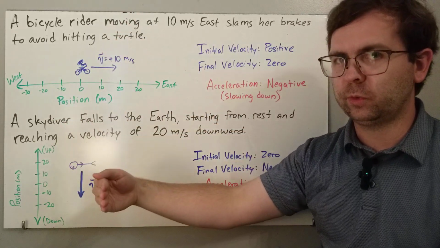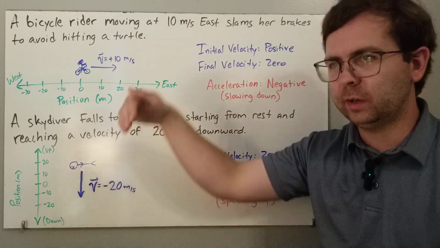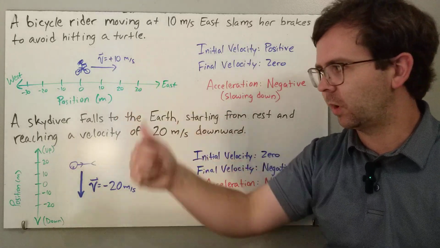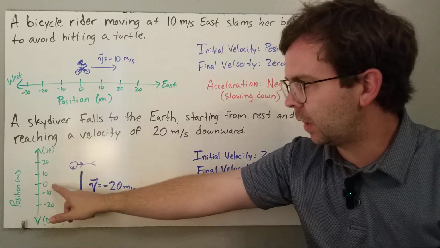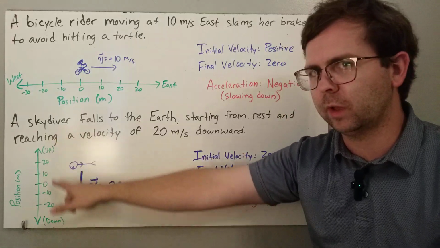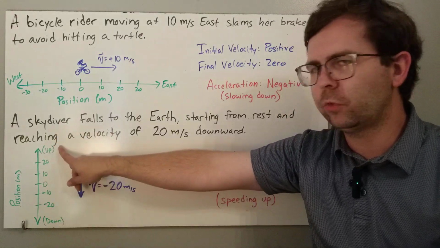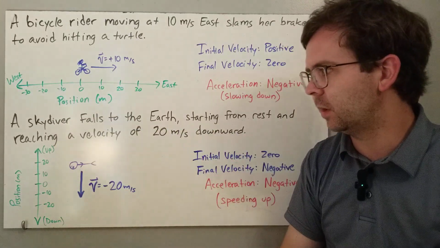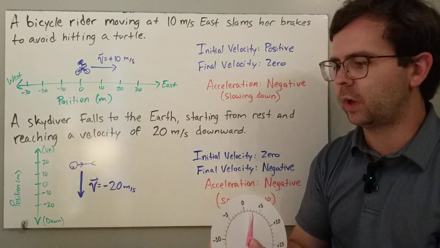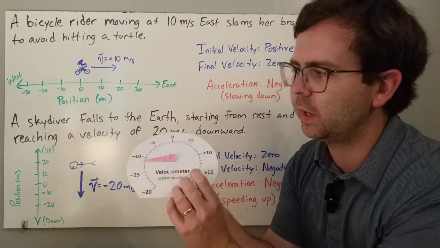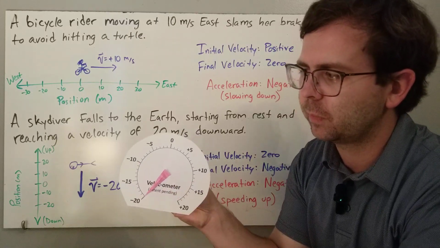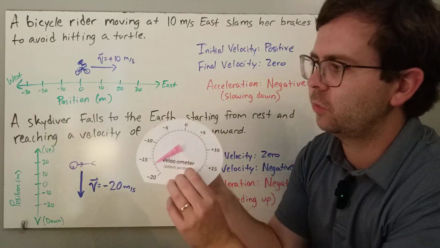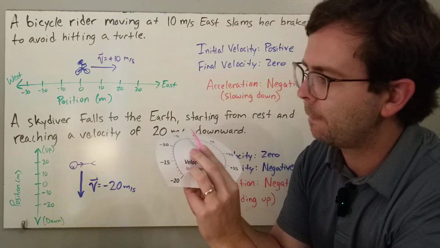Usually with vertical, it's pretty easy to see why down means negative direction and up means positive direction. So I can put the 0 anywhere on my little number line here. If I'm going this way, I'm going in the positive direction. If I'm going down, I'm going in the negative direction. So right now, the skydiver is moving at a velocity of negative 20 meters per second. Now, that's not what he started out at. Remember, it says he started from rest. So he started here at 0.